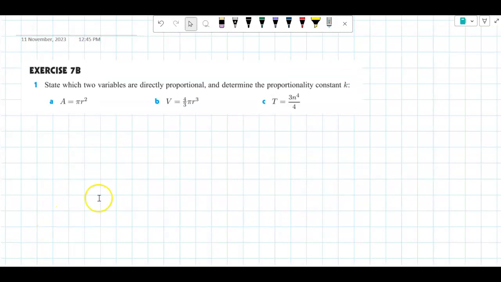Okay, state the two variables that are directly proportional and determine the constant of proportionality. So the first one, tell me which are the two variables which are directly proportional. If A is equal to pi r square, which is a constant? Pi. Pi is constant. What is the value of pi? 3.14 approximately. So you can say that A is directly proportional to square of r because this is a constant of proportionality. So A is directly proportional to square of r.